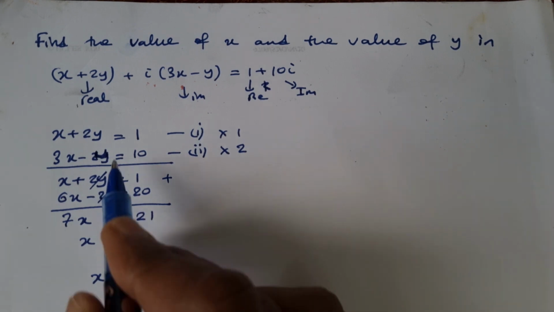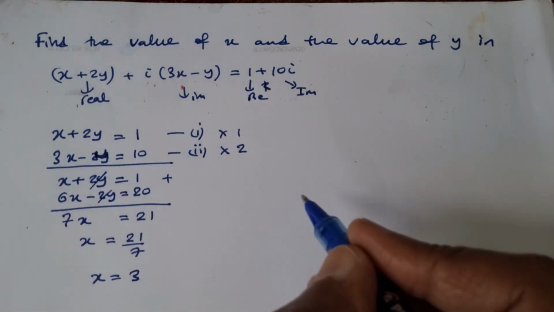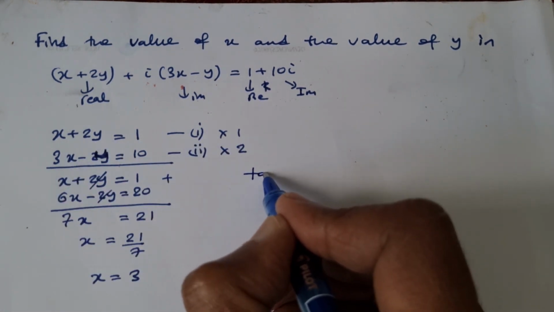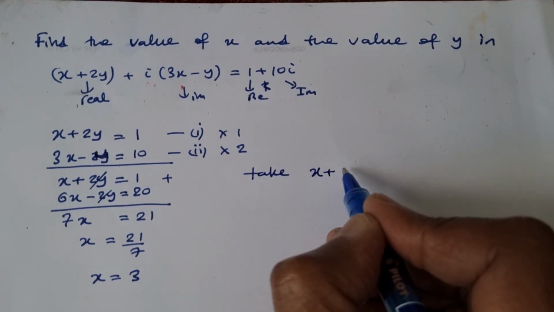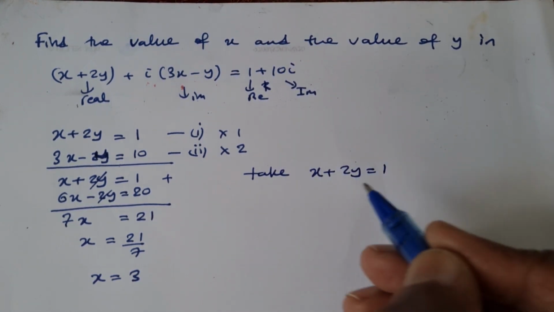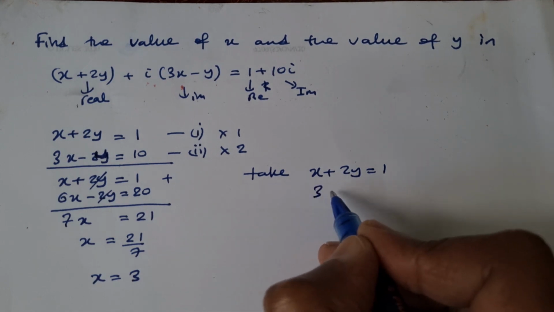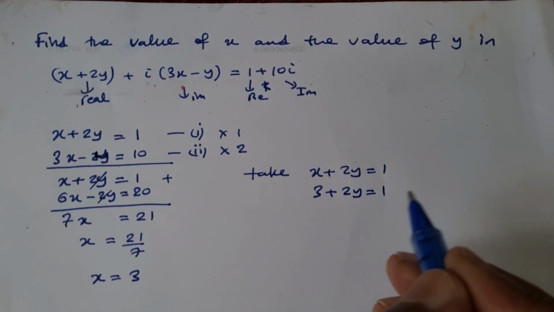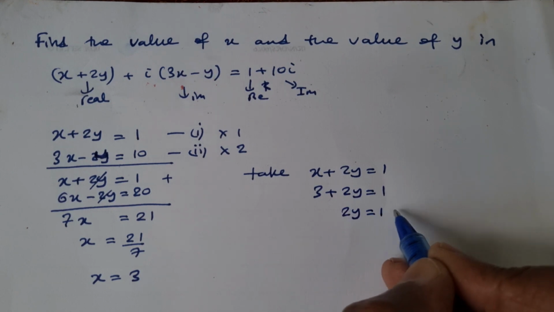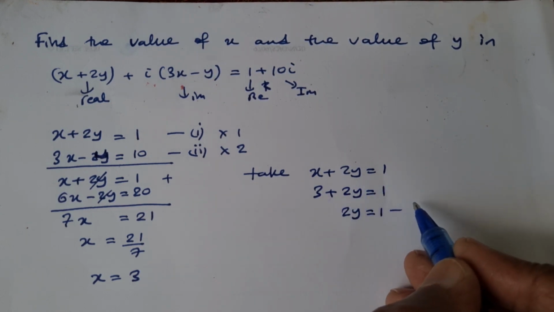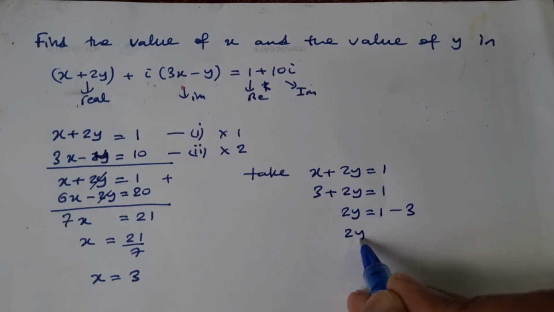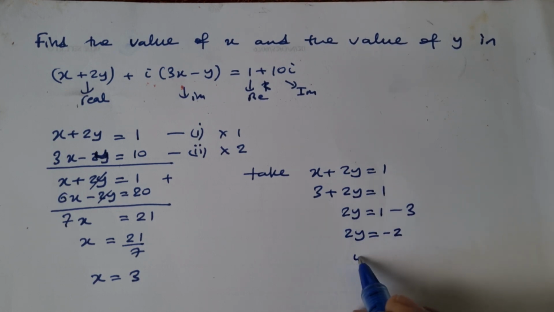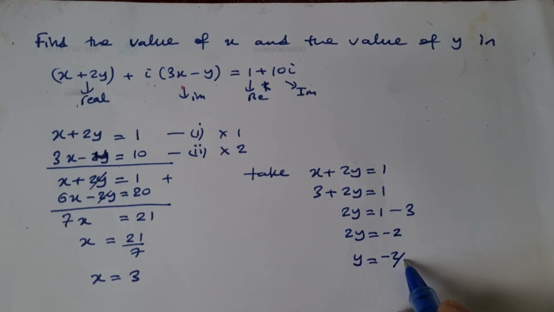And we can pick any of those equations. Let's take the first one, for example. So let's take x plus 2y is equal to 1. Now we know that x is 3, so we've got then 3 plus 2 times y is equal to 1. So 2y is equal to 1. You take the 3 to the other side and it becomes minus. So I've got 2y is equal to negative 2, and therefore y is equal to negative 2 divided by 2, which is then negative 1. So we've got x is 3 and y is negative 1.